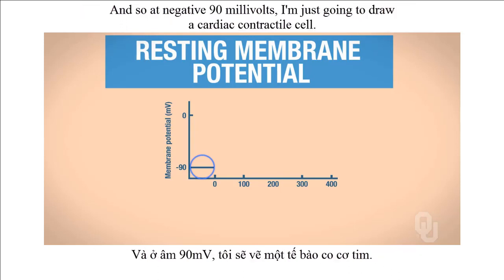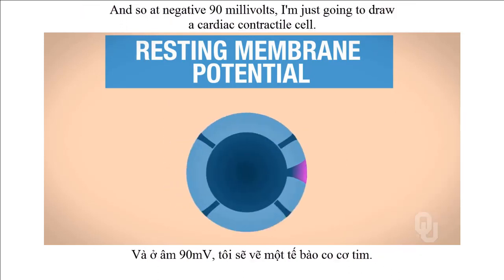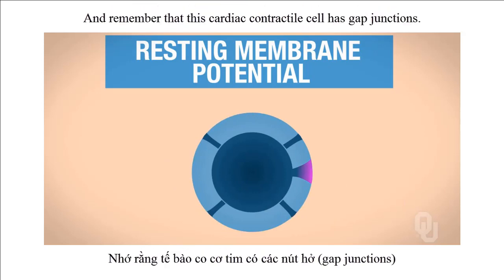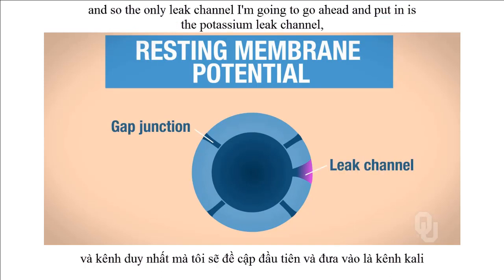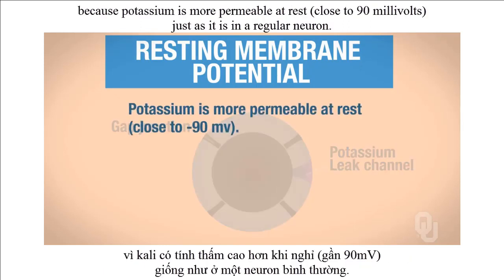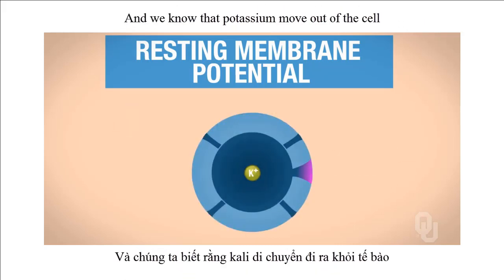And so at negative 90 millivolts, I'm just going to draw a cardiac contractile cell. And remember that this cardiac contractile cell has gap junctions. Now, along with those gap junctions are your leak channels. And so the only leak channel I'm going to go ahead and put in is the potassium leak channel, because potassium is more permeable at rest, close to negative 90 millivolts, just as it is in a regular neuron. And we know that potassium moves out of the cell.